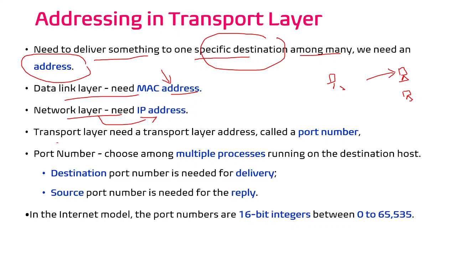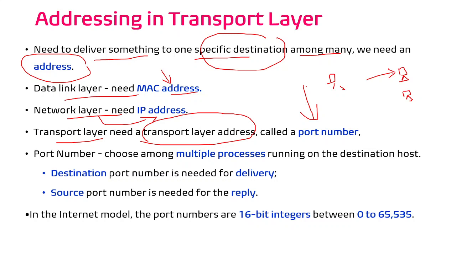And here, the transport layer needs a transport layer address. Here also the addressing concept is implemented in the transport layer, which is actually called a port number. So as I said earlier, to open a particular service at the destination end, I have to open a port number at the server side, and also from my client side I have to open a port number.